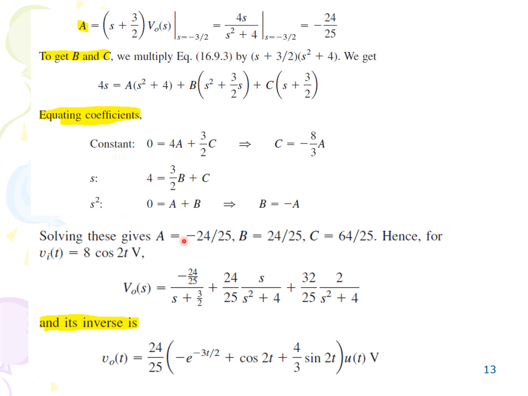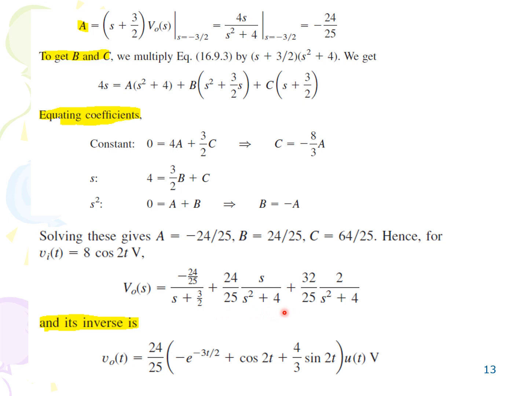Solving these three equations, the one for the constant, the other for s and s square, the simultaneous solution of the three equations will give us A is equal to minus 24 by 25. Similarly, B will be equal to 24 by 25, and C will be equal to 64 by 25. Hence, for the input voltage of 8 cos of 2t, the same voltage in the s domain will be, just putting the values of A, B, C in equation 16.93, this equation for V naught.